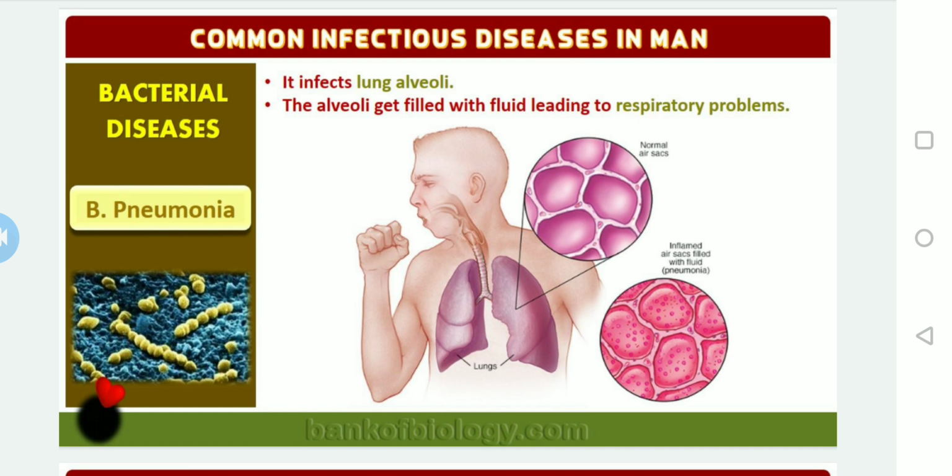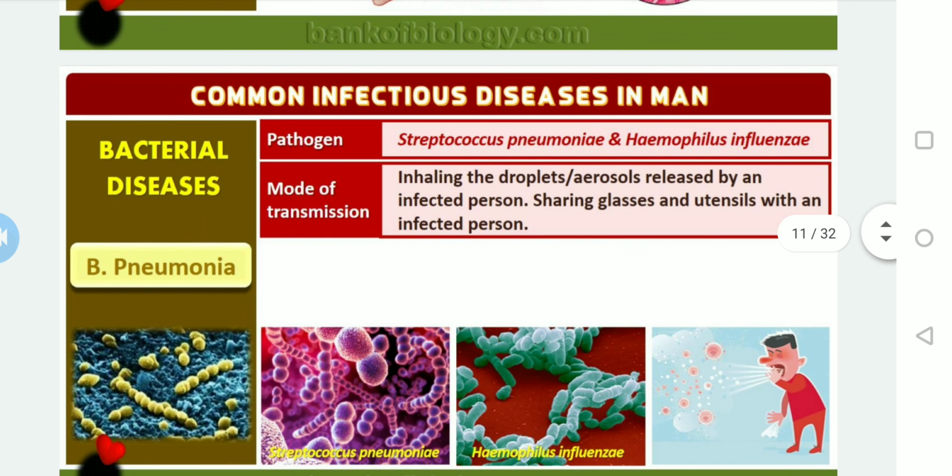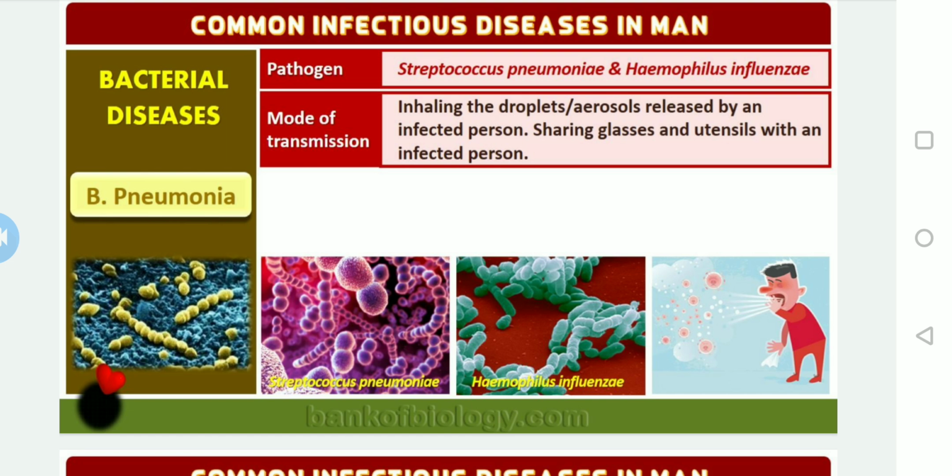The next disease, another bacterial disease, is pneumonia. Pneumonia infects the alveoli of the lungs. The alveoli get filled with fluid, leading to respiratory problems. So this is the problem behind pneumonia. Generally the pathogens responsible for pneumonia are Streptococcus pneumoniae and Haemophilus influenzae. These two pathogens are responsible for pneumonia in human beings. The mode of transmission is inhaling the droplets or aerosols released by the infected person, and sharing glasses and other utensils. So these are responsible for transmission from a diseased person to a healthy person.